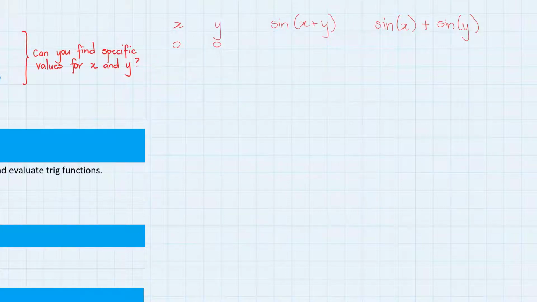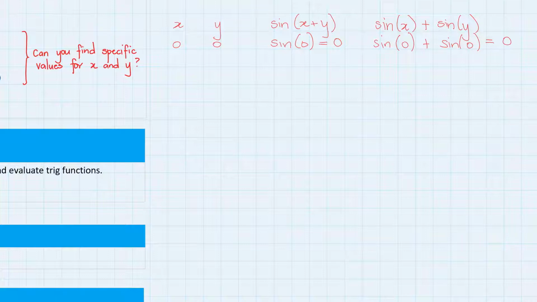The left-hand side of that equation is going to be sine of x plus y, which is sine of 0 plus 0, which is sine of 0. We don't need a calculator for that. We know that sine of 0 is 0. So the left-hand side is 0. The right-hand side, sine of x, which is sine of 0, and sine of y, which is also sine of 0, is still going to be 0. So we haven't disproven the equation. We've shown that it is true for one set of values.